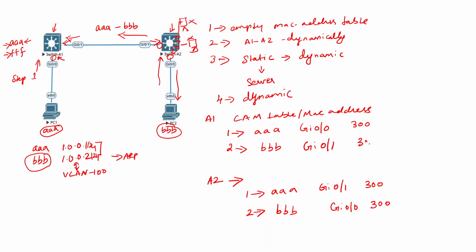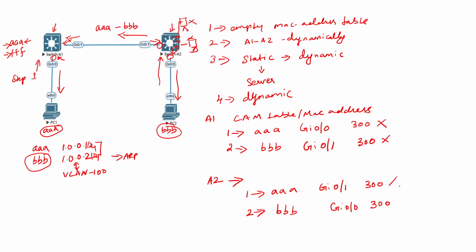It will update the aging timer, and that frame will be sent out of this interface here. Now the end-to-end communication has happened, and the switches have also learned the MAC address of both PCs and its aging timer. So what happens if the communication is not happening between the PCs for more than 300 seconds? Then this entry will be removed.